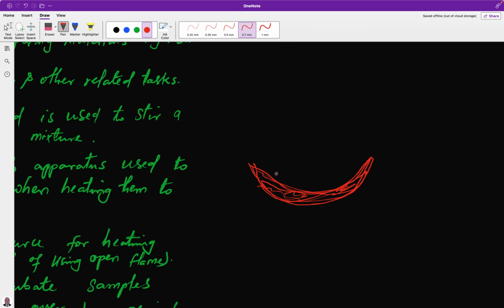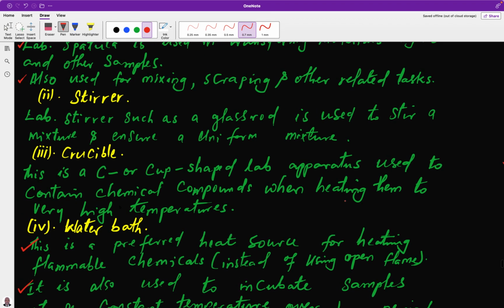So you can put something here. You can now put something here. Yeah. Then you can now maybe... you cannot heat. You cannot heat. So I said a crucible.